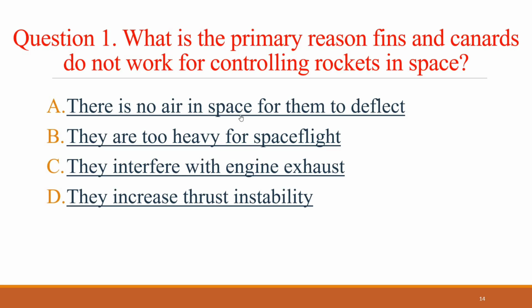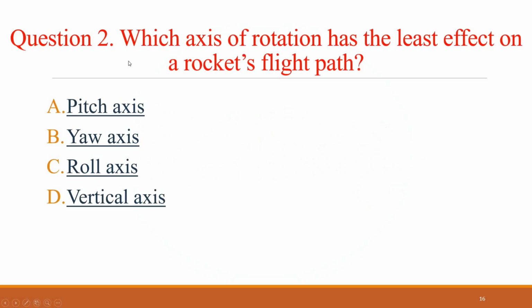The correct answer is there is no air in space for them to deflect. Question 2. Which axis of rotation has the least effect on a rocket's flight path? The correct answer is roll axis.